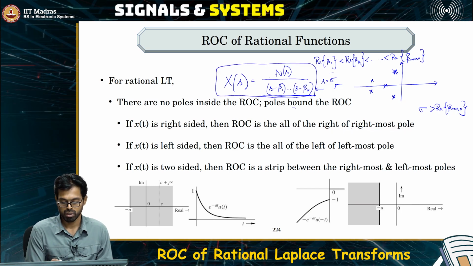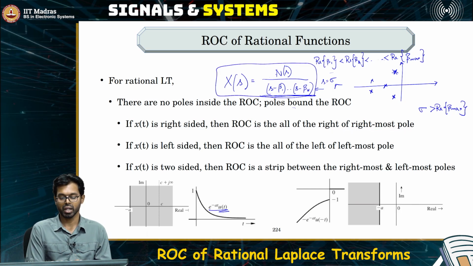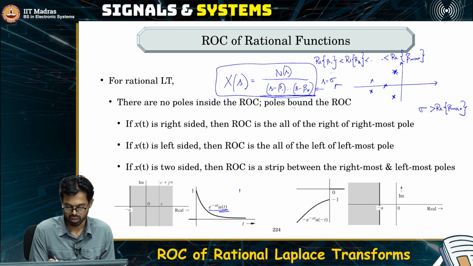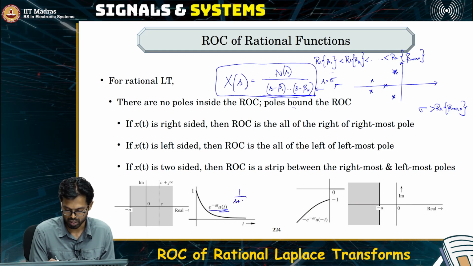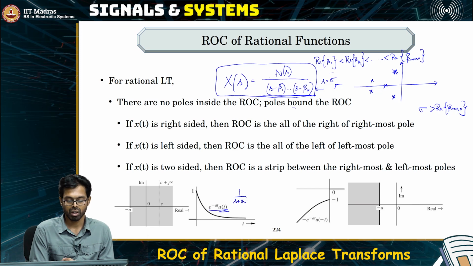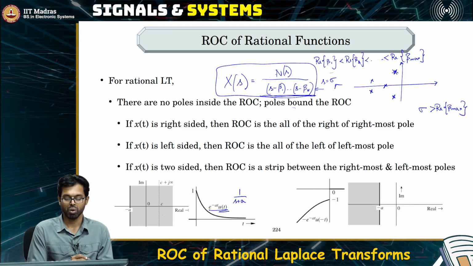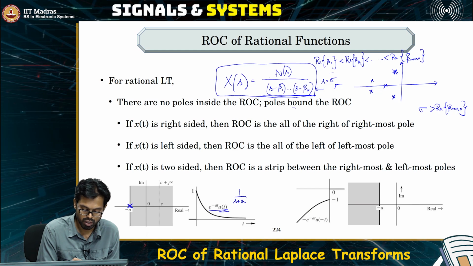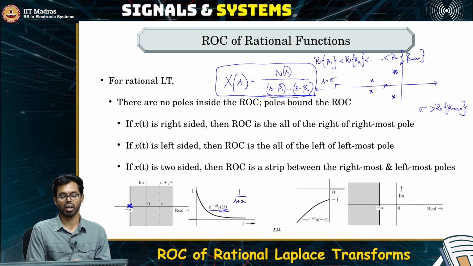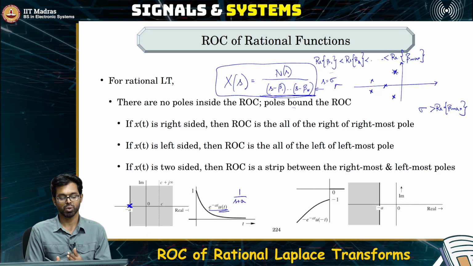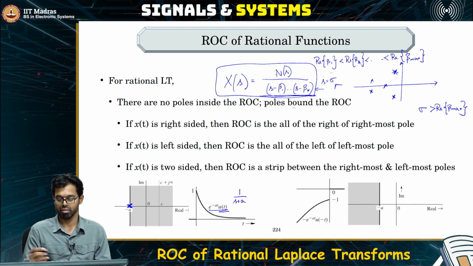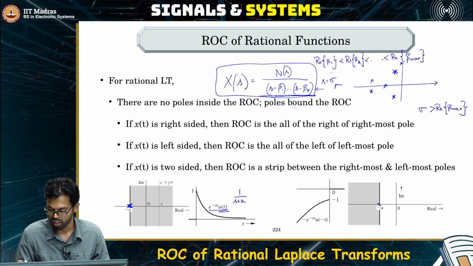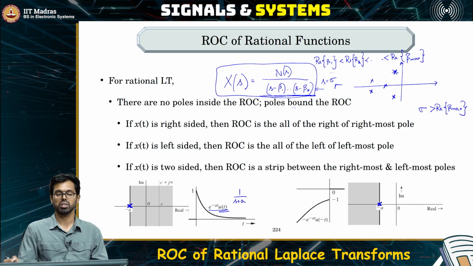So as an example, we saw that e to the power minus at u of t is 1 by s plus a, right? And we also saw the ROC is on the right side. Now, where is the pole for this? The pole here is at minus a, and clearly the right of the rightmost pole is the ROC here. And when it is left-sided, left of the leftmost pole is the ROC here.